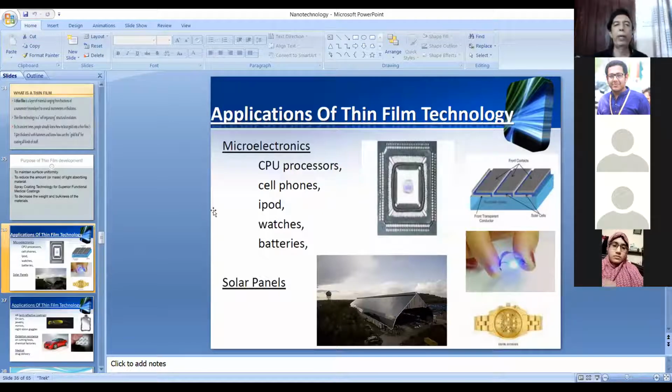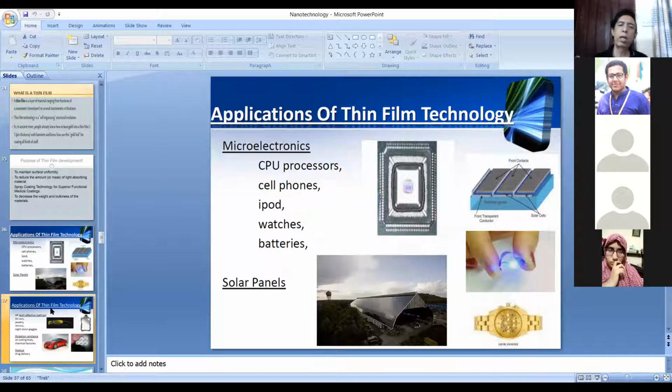It is now applied in microelectronics, such as CPU processors, in your cell phones, in your iPads, in your solar panels. In the solar panel, you use the thin film. You see, this watch is the golden watch. Actually, in that watch, a thin film of gold is coated. So we call it a gold watch, but it is actually a stainless steel watch. A thin film of gold is coated here.